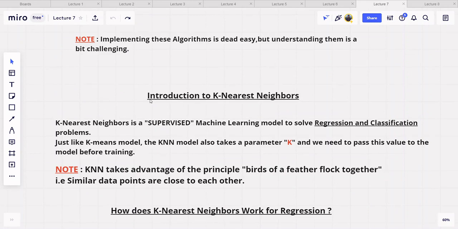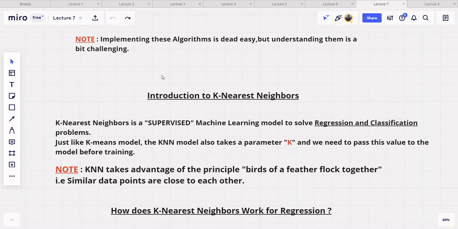Up until now, we saw linear regression, we saw logistic regression, we also saw k-means clustering. Each particular algorithm was basically solving only a specific type of problem. For example, linear regression solves regression problems, logistic regression solves classification problems, and k-means clustering solves clustering problems. But k nearest neighbor is a hybrid algorithm which can solve both regression as well as classification problems.